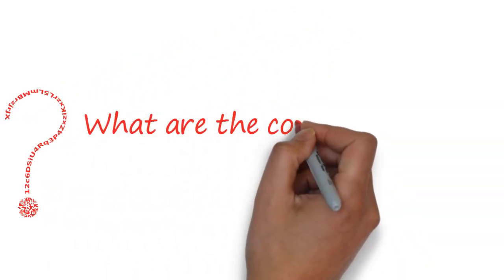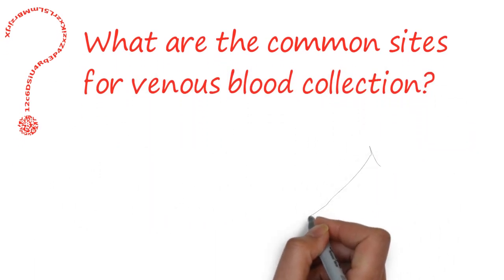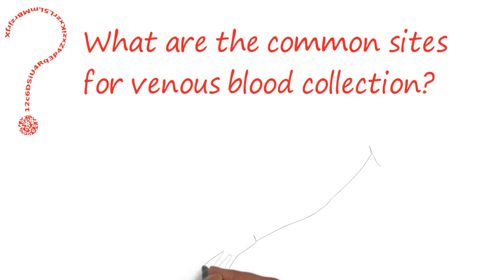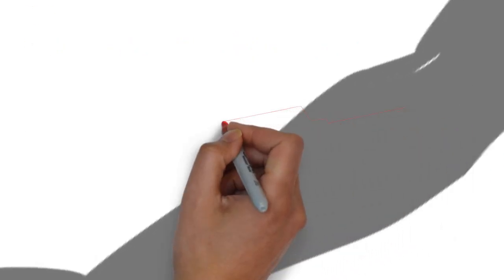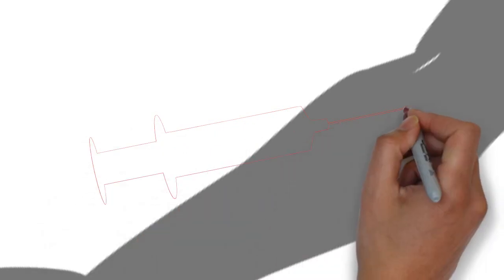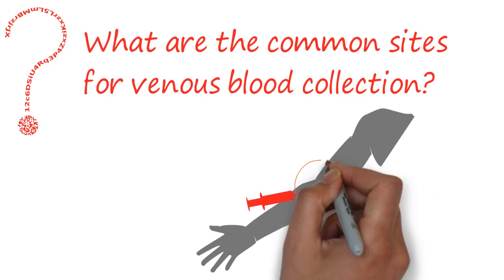Do you know what are the common sites for venous blood collection? When a vein is pricked by a needle for the removal of blood, it is known as venipuncture. The most common site for venipuncture is the antecubital fossa, which is located in the anterior elbow at the fold.